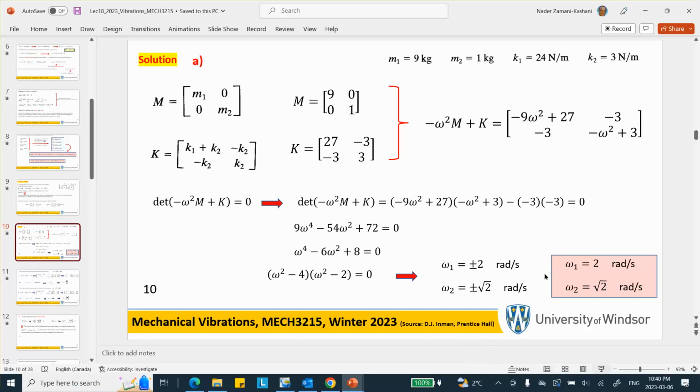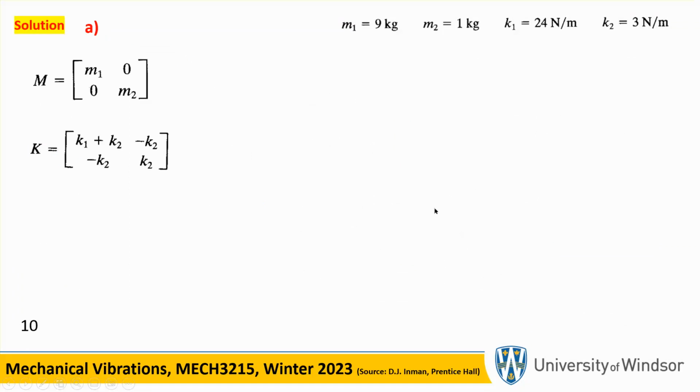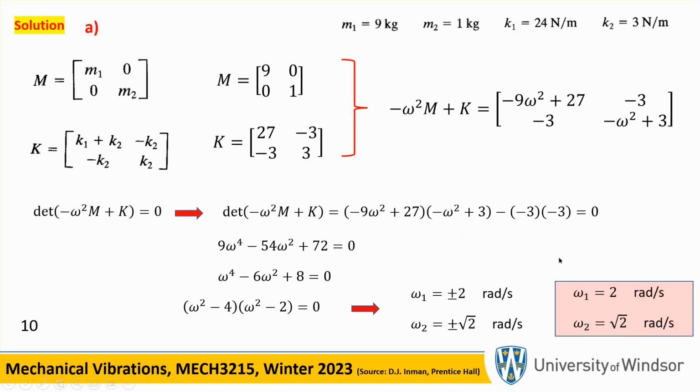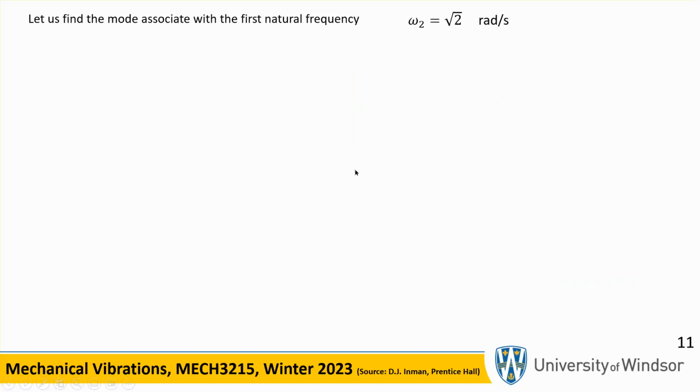Okay, let's proceed. So we just did this. We got these values. Now we have to go and find the mode. Let's find the mode, or the eigenvector, think about it like that, associated with omega 2 equal to root 2. So we have to go and plug it in here. Remember, this times u1 equal to 0. Our job is to find u1.